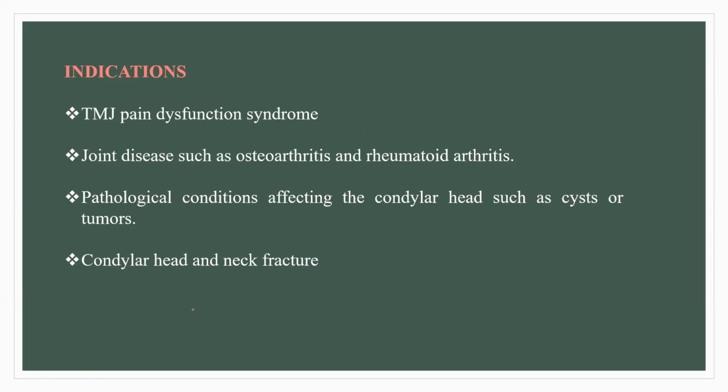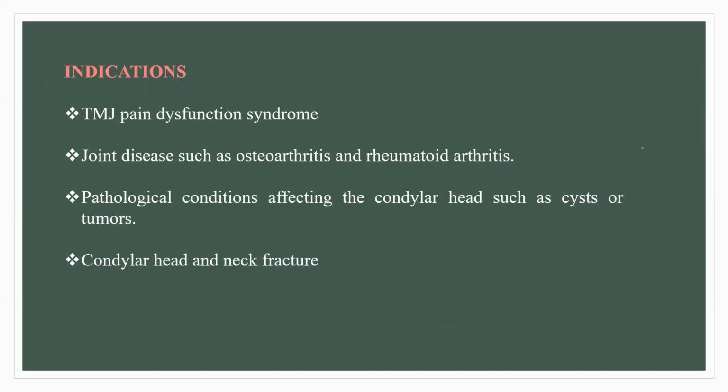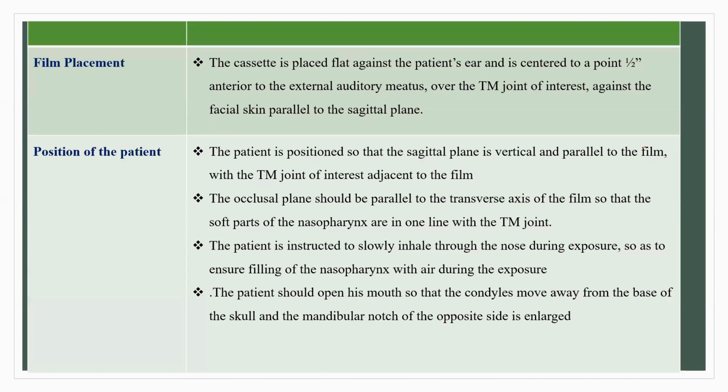What are all the indications? TMJ pain dysfunction syndrome, joint diseases such as osteoarthritis, rheumatoid arthritis, pathological condition affecting the condylar head such as cysts or tumors, and condylar head and neck fractures. So you can see over here, you get to see if there's any fracture in the condylar head and neck, if there's any derangements, that is any TMJ dysfunction syndrome, all that can be visualized.